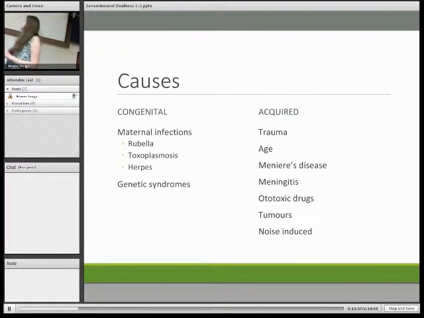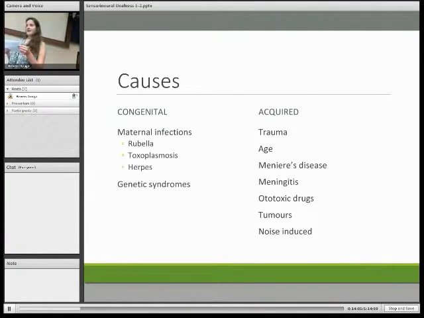So I've listed the main causes here. Congenital causes include maternal infections like rubella, toxoplasmosis and herpes. There are also genetic syndromes and a couple of other genetic causes, such as lack of development, or aplasia, of the cochlea. Human cytomegalovirus is another of the maternal infections.